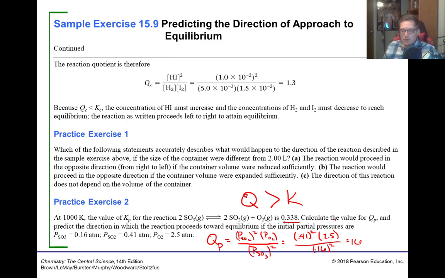All right, so if Q is greater than K, that means our numerator of our Q is too big. That means we have too many products. So that means our reaction will proceed to the left.